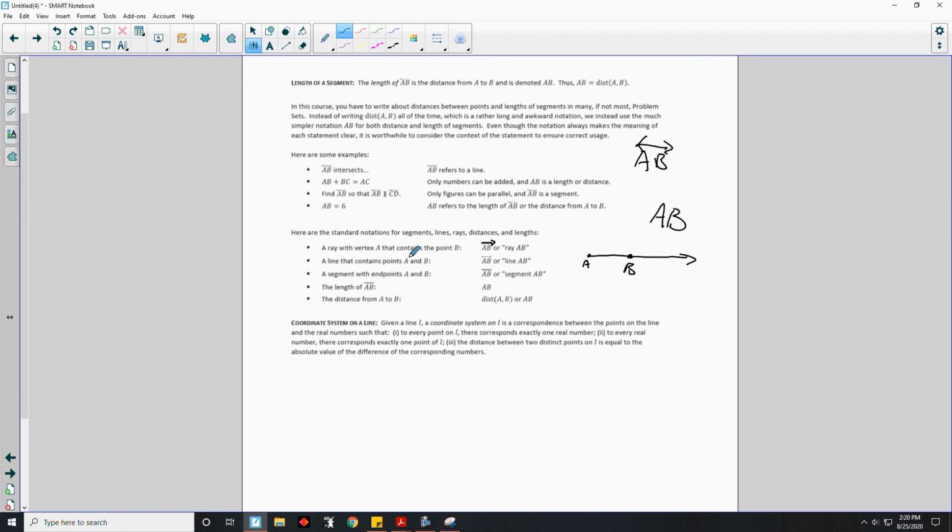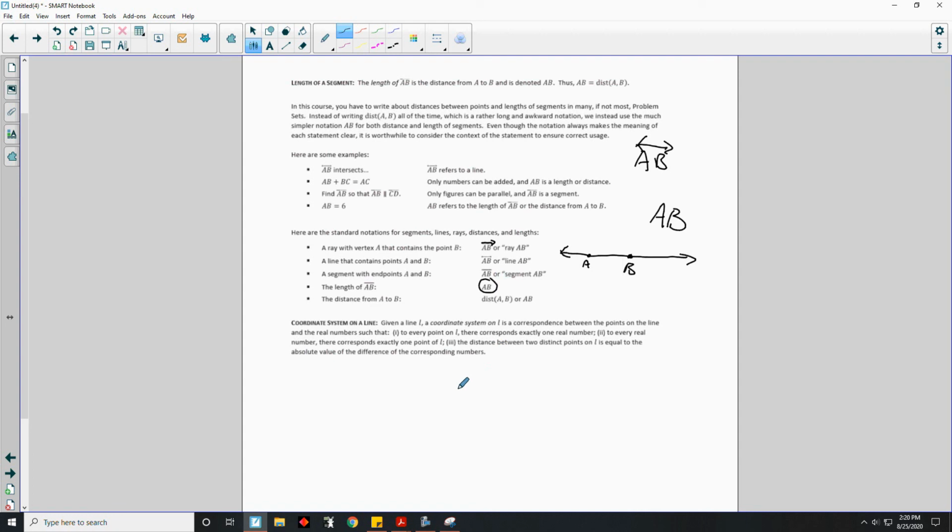A line that contains points A and B, line AB, I would just take that ray and continue it through A and go the other way with an arrow on the other end. So that says line AB. A segment with endpoints A and B. So you'd write this line segment on top, no arrows on either end, AB, or just simply say segment AB. The length of segment AB is just written with the two letters, nothing above it. The distance from A to B would be written dist(A, B), or simply AB with nothing over top.